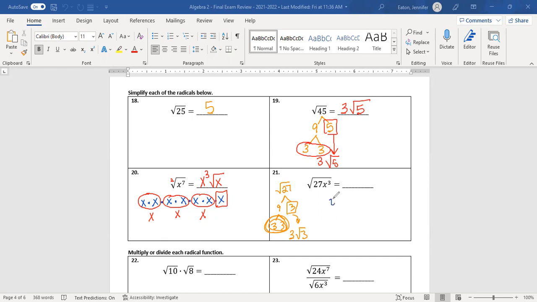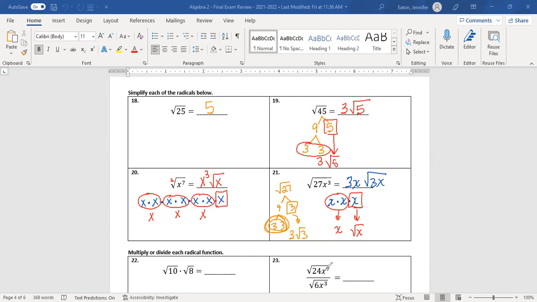Now let's do x cubed. So we've got x, x, x, 3 x's because it's x cubed. I notice that there is a pair, one pair, so that means that one's going to go on the outside and then one remaining, so that's going to stay on the inside. So let's write our final answer here. We have a 3 and an x on the outside, and we have a 3 and an x on the inside. And that's your final answer, 3x root 3x.